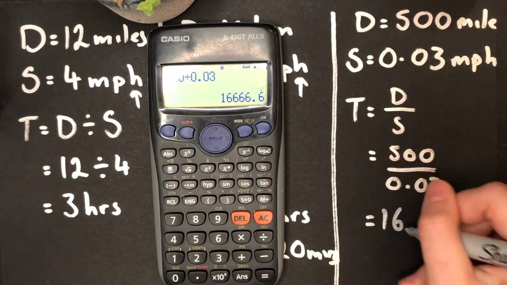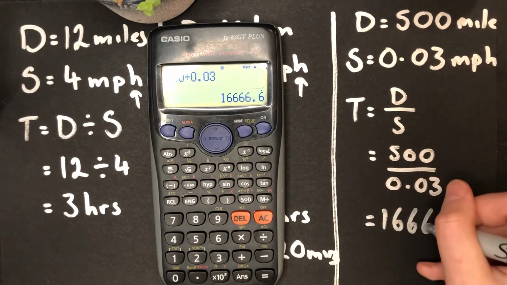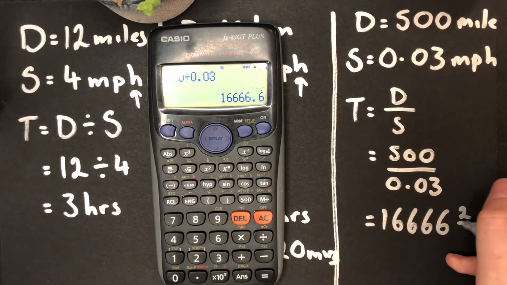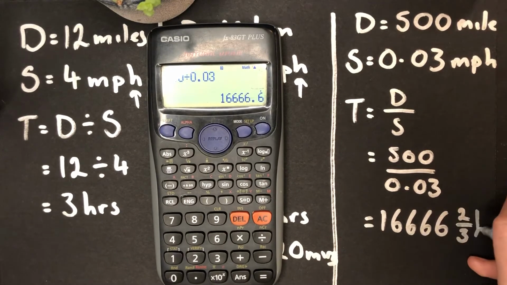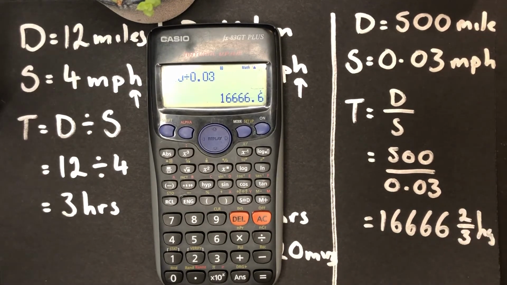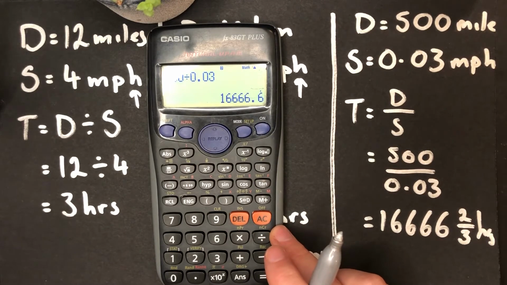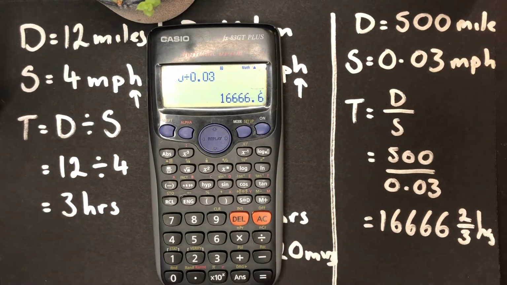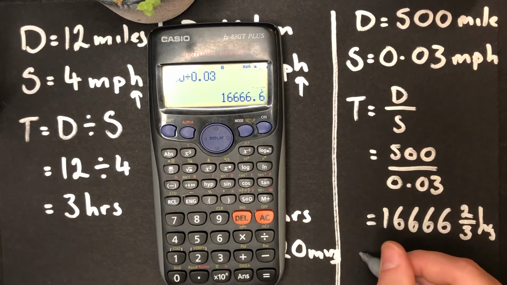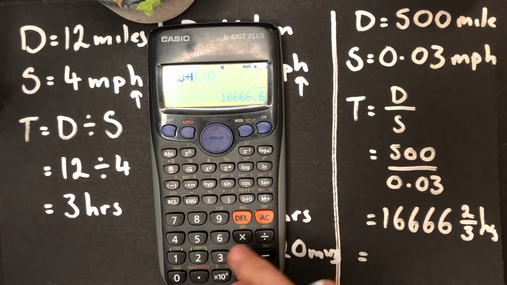So 16,666 and 2/3, if I was to write that as a fraction, hours. Oh wow, poor snail. That's a lot of hours. Maybe we want to turn that into days to know how long it's going to take the snail to actually get there. So to turn it into days, I am going to divide by 24.